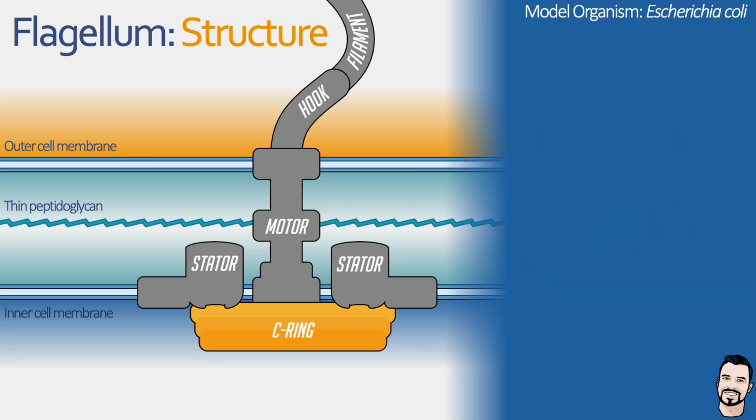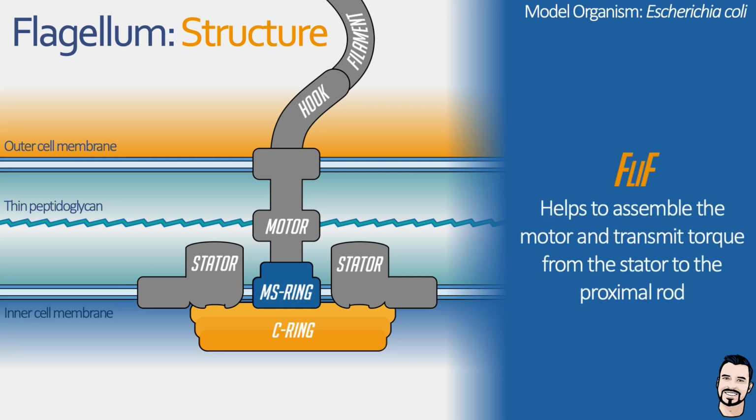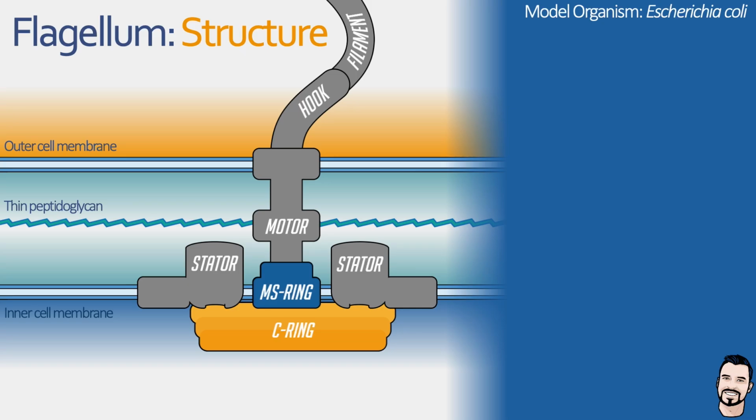Now, the C ring is closely associated with the MS ring, which is embedded within the inner cell membrane. Now, this ring is composed of around 26 copies of the protein FLIF, which assembles into a circular disc that anchors the flagellum to the membrane and associates with FLIG proteins of the C ring. This allows rotation to be transmitted from the C ring to our next component, which is the proximal rod.